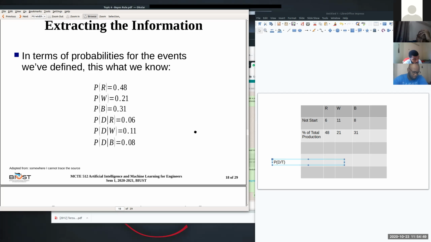Okay, so now what do we want to do? The probability of the defective, given the total lines. So you can just say the probability that the tractor is defective.